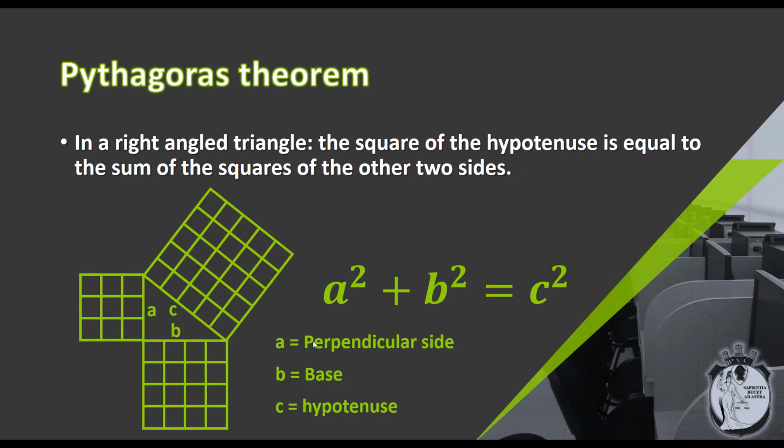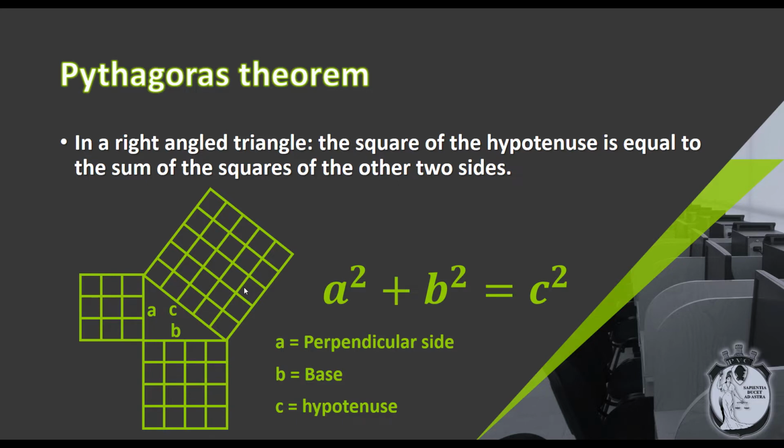And remember the names. A means the perpendicular side, perpendicular to the base, and C the hypotenuse. The letter doesn't matter, it can be changed, but remember the larger side is the hypotenuse, and the other sides are the base and perpendicular.